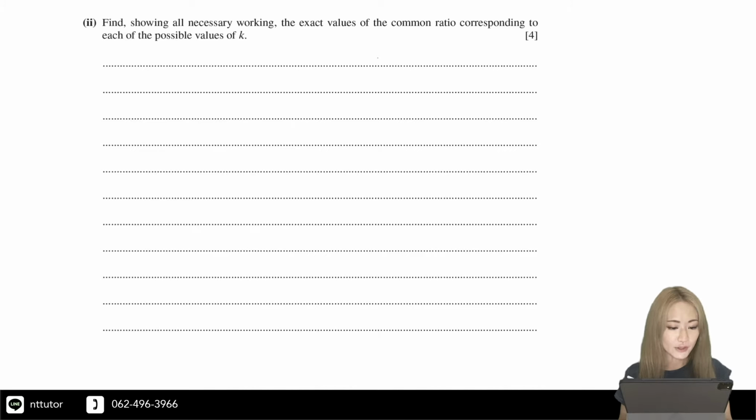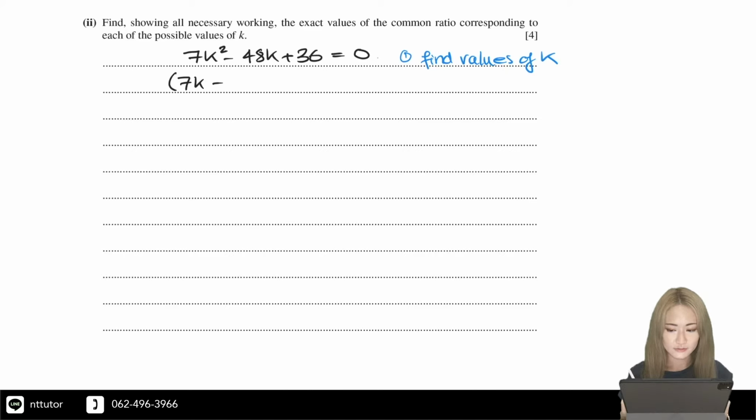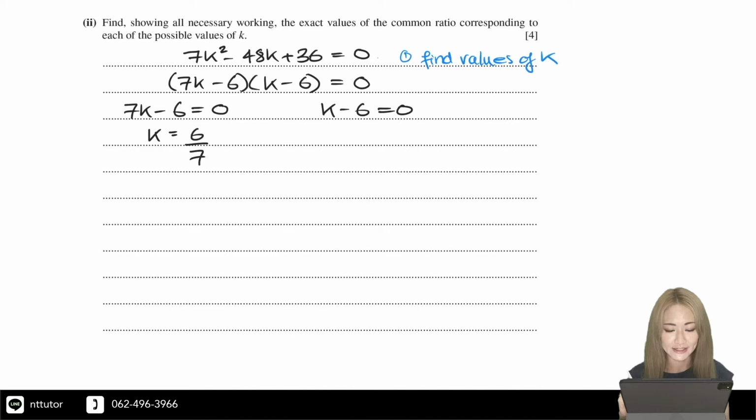2. Find, showing all necessary working, the exact values of the common ratio corresponding to each of the possible values of k. So if we want to find the common ratios corresponding to each possible value of k, we need to solve for k first. We can solve for k by solving the expression 7k squared minus 48k plus 36 equals 0. This is a quadratic, so we can solve by factorizing. So 7k minus 6 multiplied by k minus 6 equals 0. That gives k equals 6 over 7 and k equals 6.